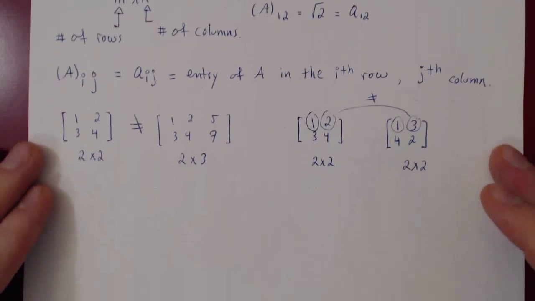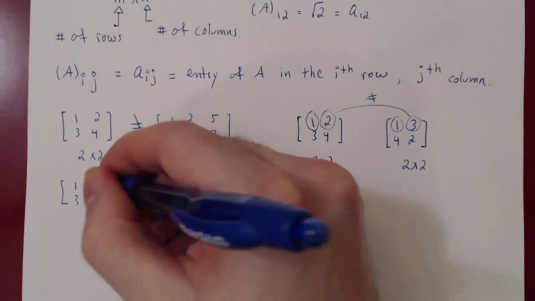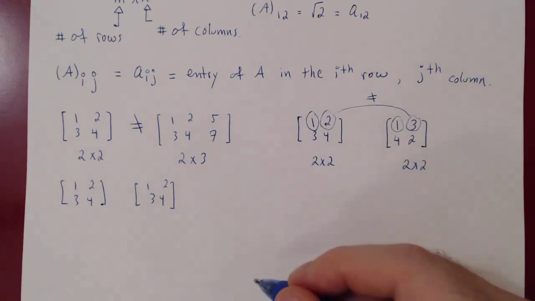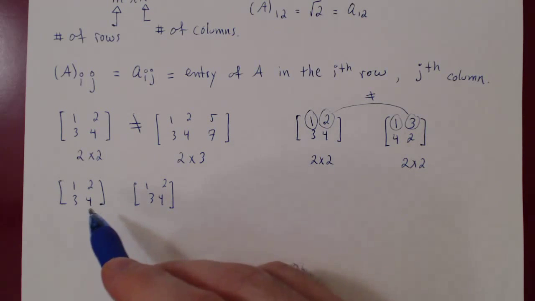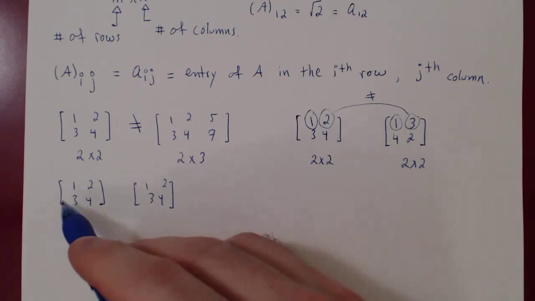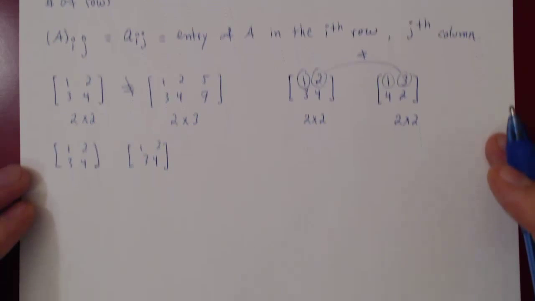So now if we think of these matrices, 1, 2, 3, 4, 1, 2, 3, 4, now those two are equal. They have the same size, they're both 2 by 2, and they have the same corresponding entries. 1 with 1, 2 with 2, 3 with 3, 4 with 4. And this is our notion of equality. Matrices are equal if they have the same size and the same corresponding entries. Let's see how we can write this very concisely.